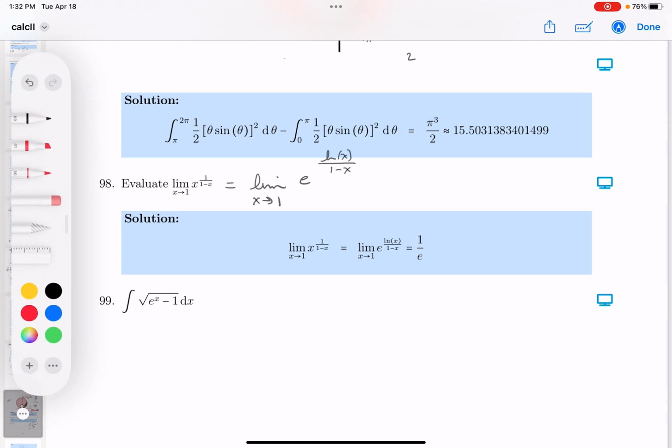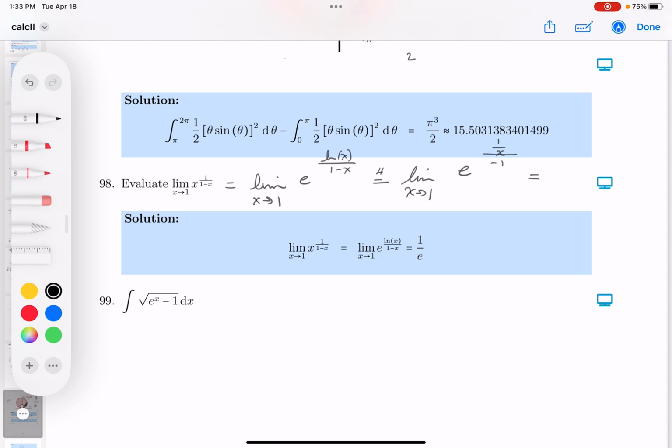But as I look at this, as x goes towards 1, the top definitely goes towards 0, and the bottom goes towards 0. All right? So I think I can use L'Hopital's rule. Let me put that down for you. Put an h over here for L'Hopital. And that's going to be the limit as x goes to 1 of e to the, and what do you get on top? You're going to get 1 over x. That's not so bad. What do you get on bottom? You get minus 1.